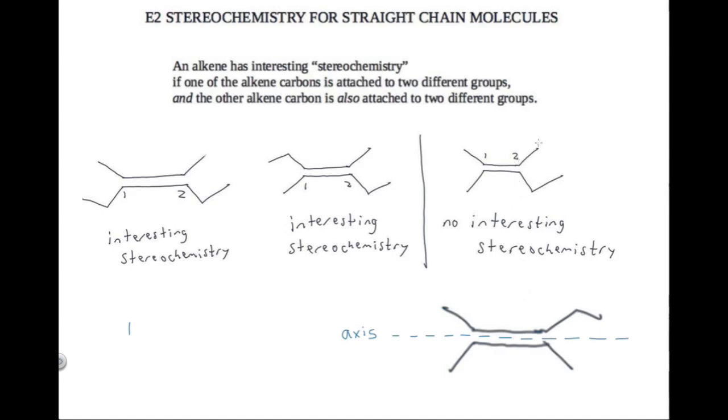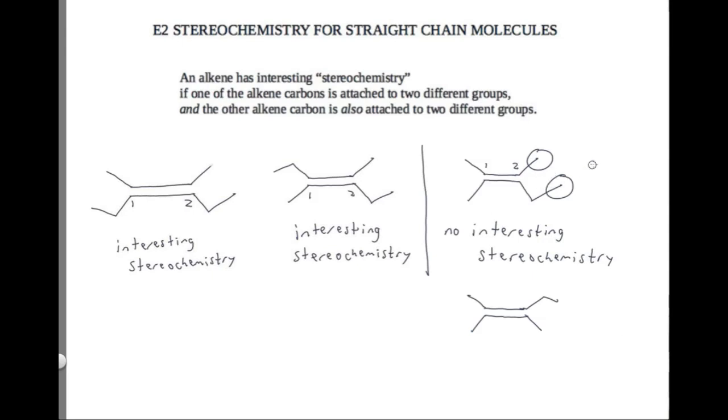And that shows that flipping the position of this group and of this group doesn't change the identity of the molecule. So again, that indicates there's no interesting stereochemistry for this alkene. All right, so I hope that you would agree now that this rule does identify which alkenes have interesting stereochemistry and which alkenes do not have interesting stereochemistry.